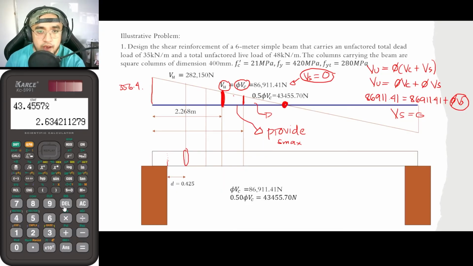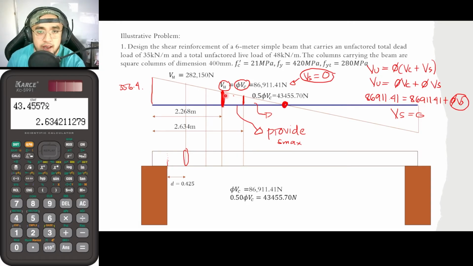So the value of x is now equal to 2.634. Where did I get 2.634? So that is now 2.634. Okay, so what's next? Let us now solve for S max here.